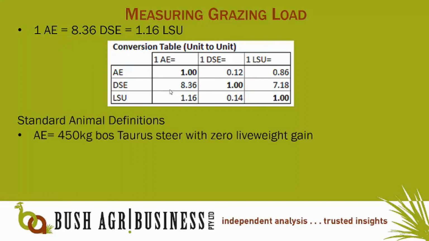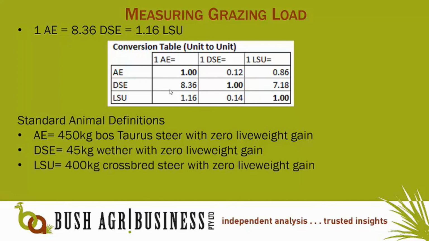The standard animals, which don't exist, you need to remember these animals don't exist, they're just a reference point to calculate the energy demand to compare different classes of animals on a common basis. So the AE is a 450 kilogram Bos taurus steer with 0 live weight gain. The DSE is a 45 kilo wether with 0 live weight gain, and there's not general consensus on that. Some people use a 50 kilo wether. I don't think there ever is going to be agreement on that. Just be conscious of which one it is, and there is a way to adjust from one to the other. And LSU, there's a number of different definitions out there. This is based on a 400 kilo crossbred steer with 0 live weight gain.